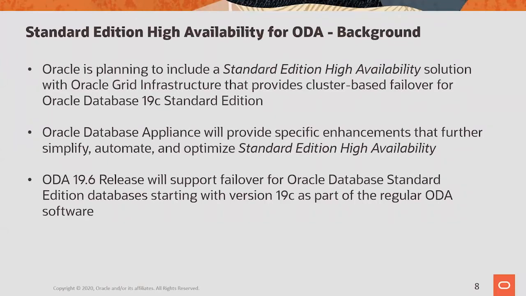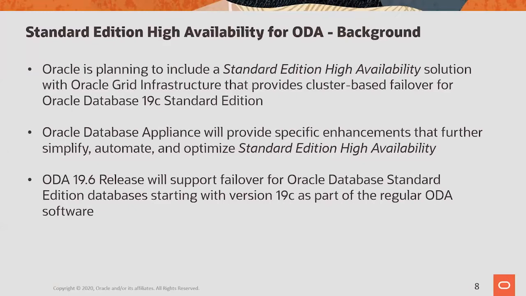So we're using this same mechanism to provide high availability for Standard Edition, except our development team has done a lot to make it simpler for users to use, to convert legacy databases and that sort of thing. But essentially, this provides a cluster-based failover for Oracle Database 19c Standard Edition. In other words, I essentially could fail over from one node to the other.